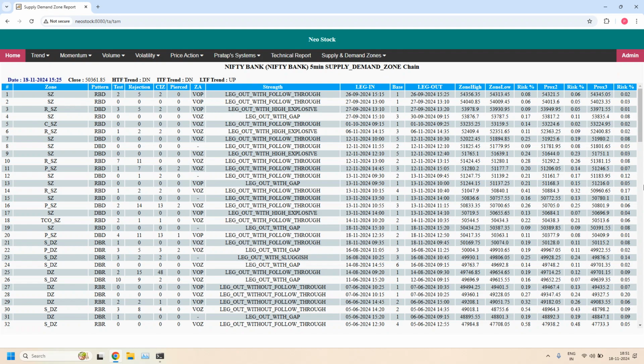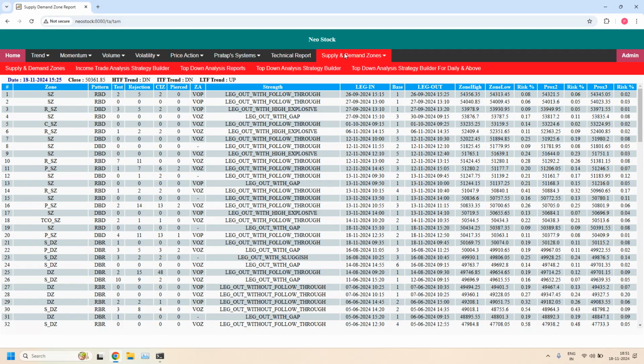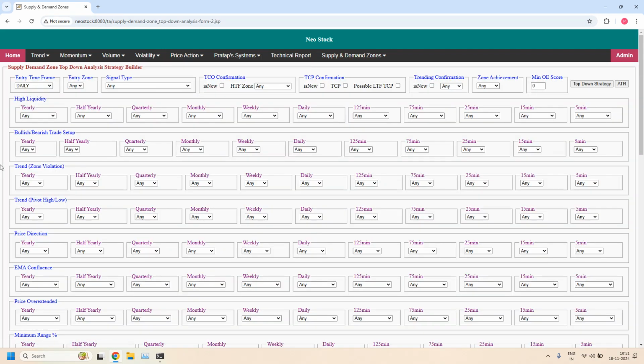So this is about the Bank Nifty supply demand zone chain, and the next set of reports are about bullish and bearish trade setups. So monthly, weekly, daily bullish and bearish trade setups. First, let me start with the monthly bullish trade setup. Entry time frame is daily. Entry zone is demand zone.